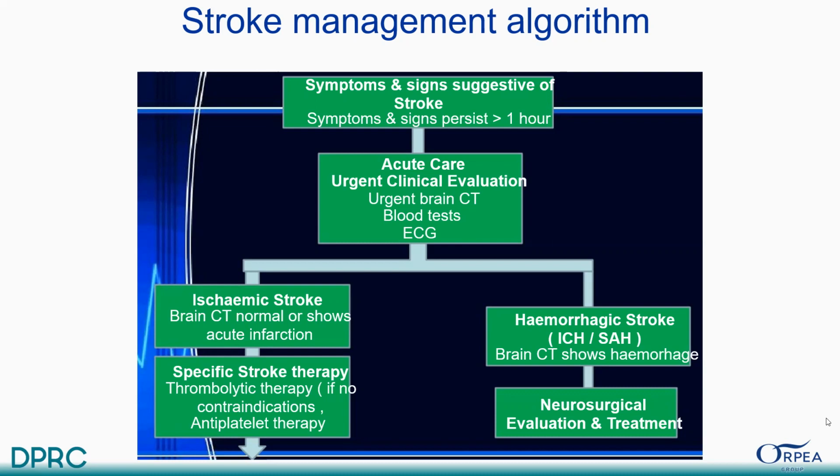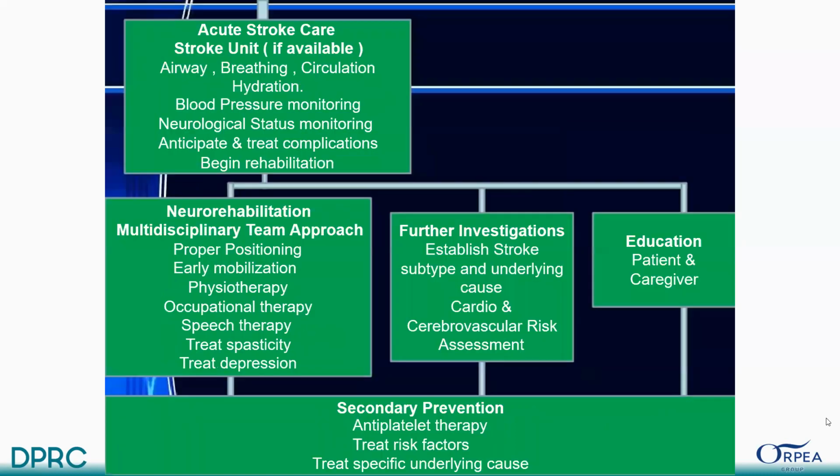If it's hemorrhagic, we are looking at ICH and SAH, and the brain CT showed hemorrhage. Neurosurgical evaluation and treatment.